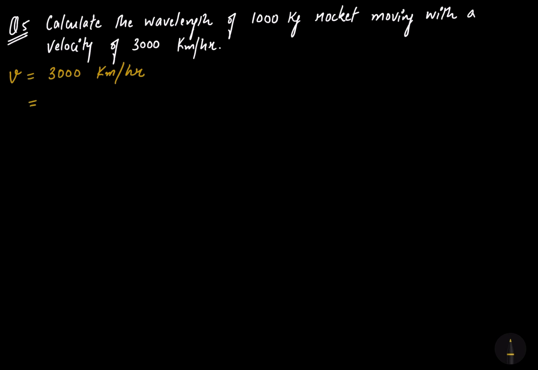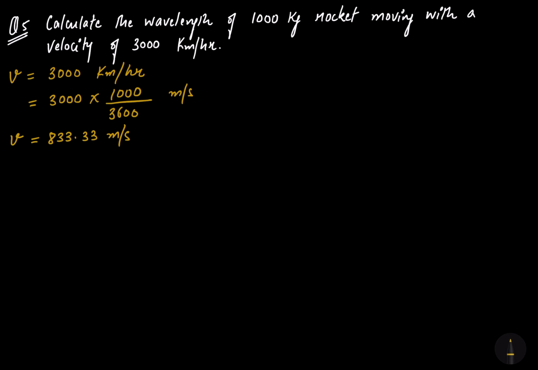So this will be 3000. How many meters are there in 1 kilometer? It's 1000. Divided by how many seconds are there in 1 hour? It comes out to be 3600. Now it is converted to meters per second, and this value comes out to 833.33 meters per second. So we got the velocity to be 833.33 meter per second.